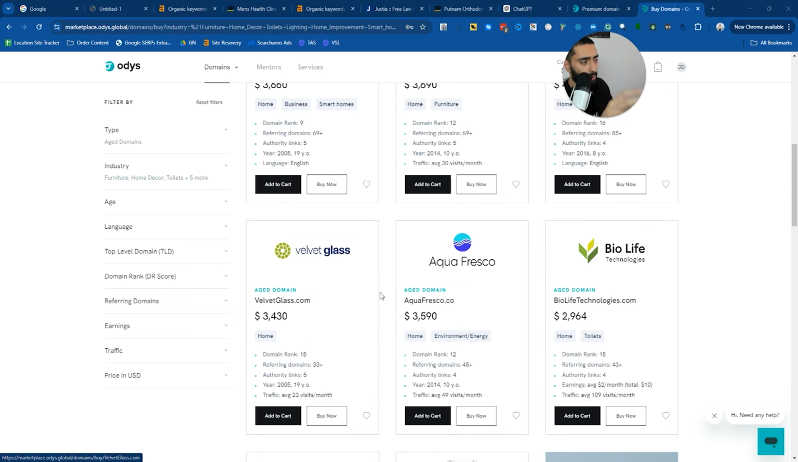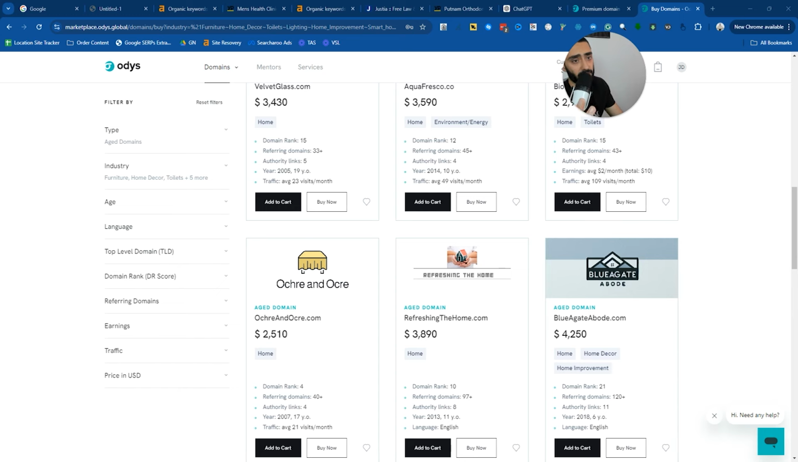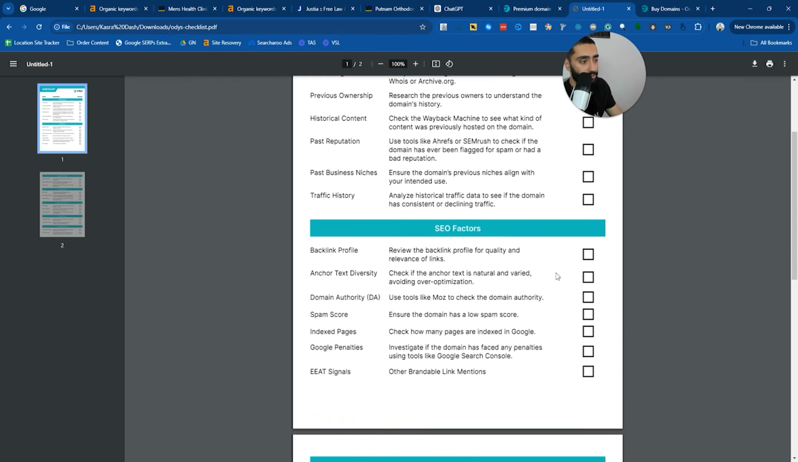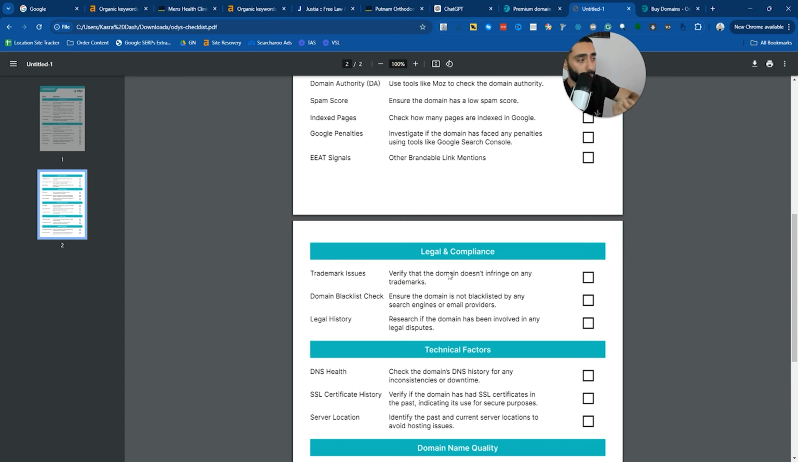So what I'm looking out for here is a website that ticks off as many of the actual checklist as possible. Now, it's very unlikely for a domain to have literally every single one of these. One thing that I will say from the word go is the legal and compliance section. ODOIS takes care of all of that. Like, I've never had like a trademark issue or a domain blacklist or any legal history for that domain. But if you guys are buying from other vendors outside of ODOIS, this is probably like one of the most important sections that I would be looking at.